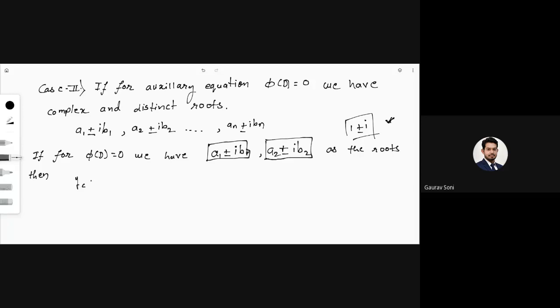Then yc will be equal to e to the power a1x times (c1 cos b1x plus c2 sin b1x), plus, for the second pair, I am writing e to the power a2x times (c3 cos b2x plus c4 sin b2x).